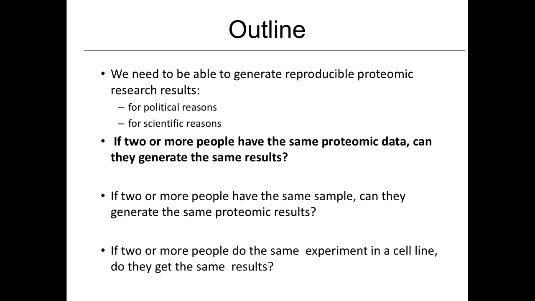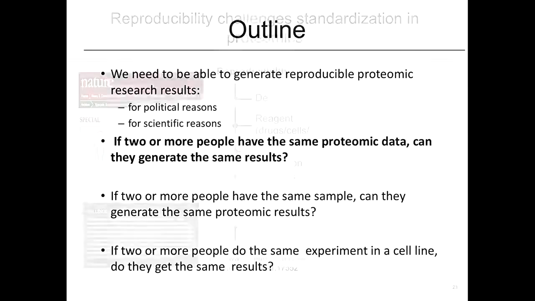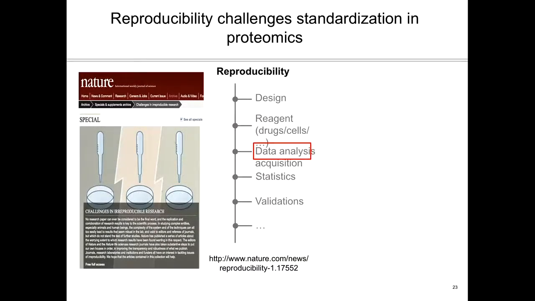Now I'd like to ask the question, coming back to proteomics, the technique we learned here, if two or more people have the same results, proteomic data, and these are SWATH data that were generated, can they generate the same results? This is addressing the question of data analysis. It oftentimes happens that people do have samples, they do the same measurements, or that the same measurements are carried out in different laboratories, and then the results are compared and it doesn't look very good.